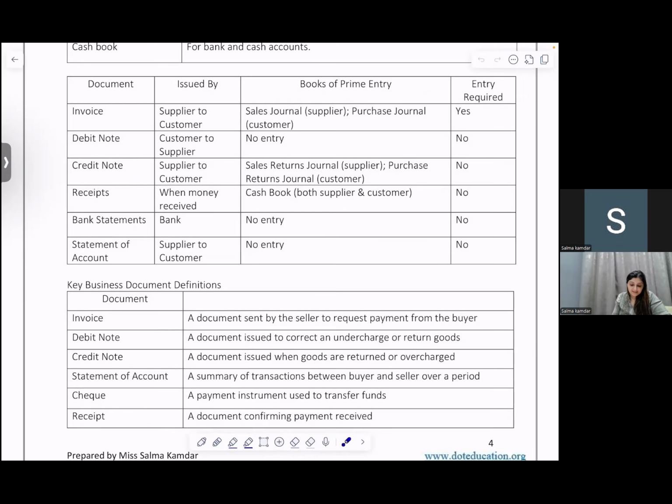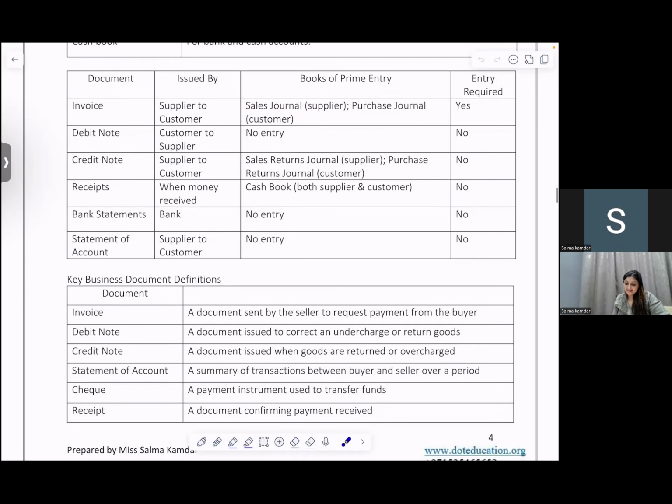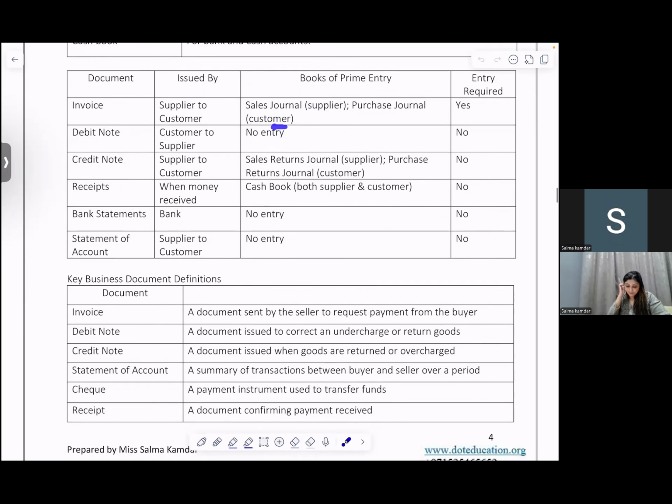So invoice. Whom is it issued by? Supplier. To whom is it issued? It is given to the customer. When do I issue an invoice? When I do credit sales. So I will pass the entry in the sales day book. That is, I am the supplier. And the customer will pass the entry in the purchase day book.